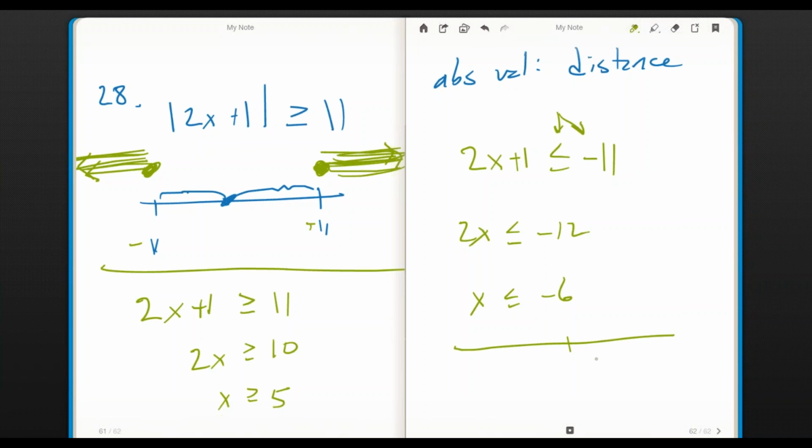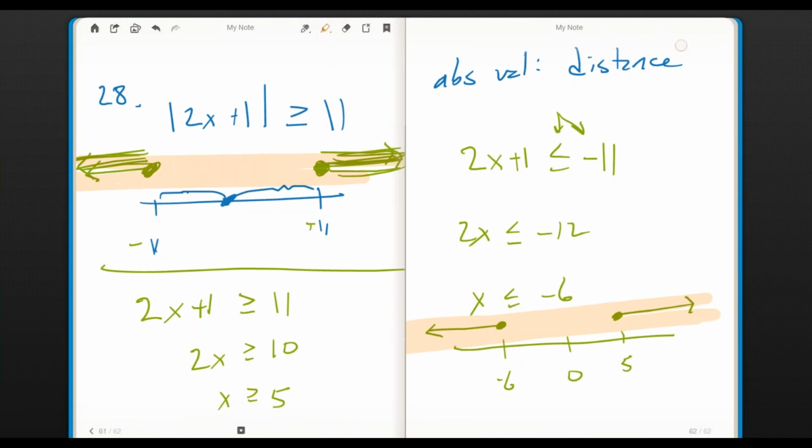If you think about these two solutions on a number line, less than or equal to a negative 6, greater than or equal to a positive 5, sure enough, the shape of the answer is exactly what I was expecting it to be, and our interval notation would be negative infinity to negative 6 with a bracket, united with a bracket of 5 to positive infinity, parentheses.